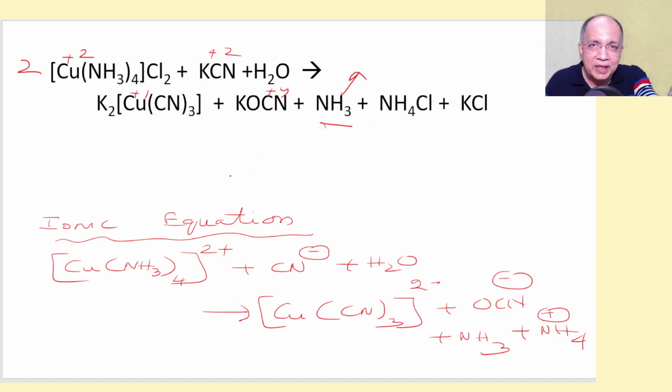So my advice to him: go split it into ionic form. Then he converted it, and he eliminated the unimportant spectators. Chloride ion gone, chloride ion gone. So the only players are tetraamminecopper 2+, cyanide ion, water, tricyanocuprate 2-, and OCN-, ammonia, ammonium ion. This chloride ion, potassium ion, all gone.